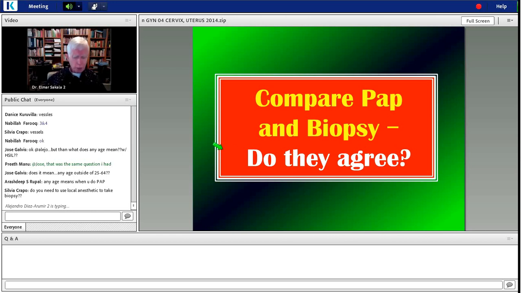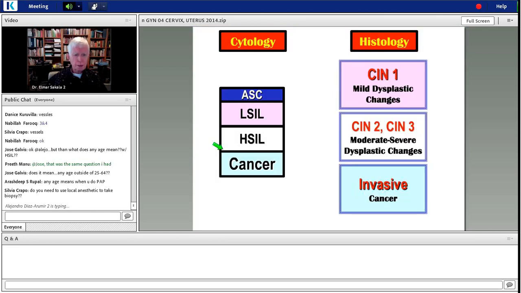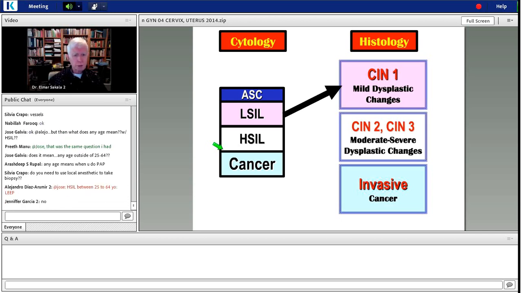Okay, we've done the pap smear, we've done the biopsy, and now we want to compare: do they agree? This is what we already looked at. LSIL should be SIN 1, HSIL should be SIN 2 or 3, and cancer should be invasive cancer.